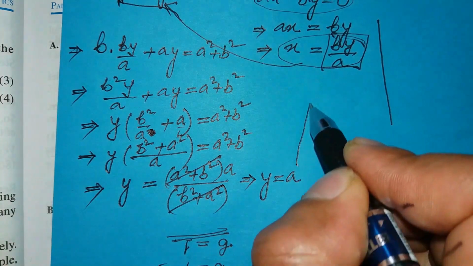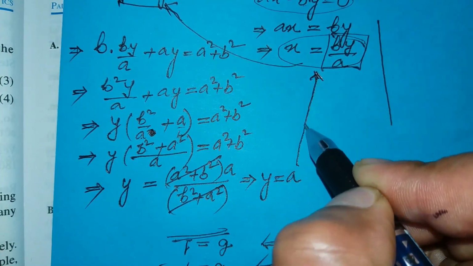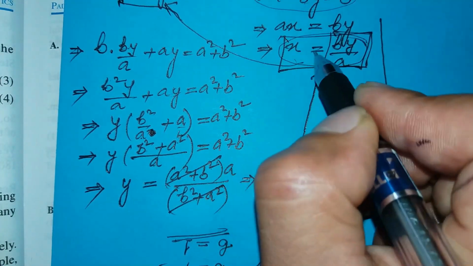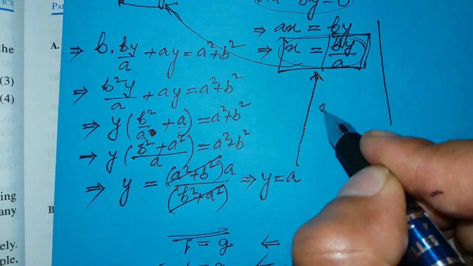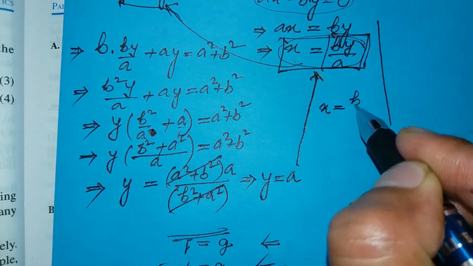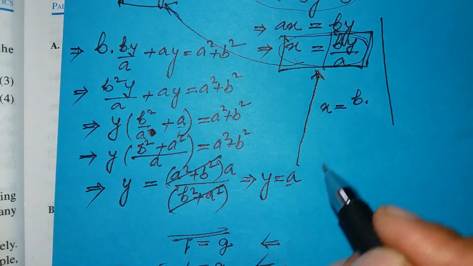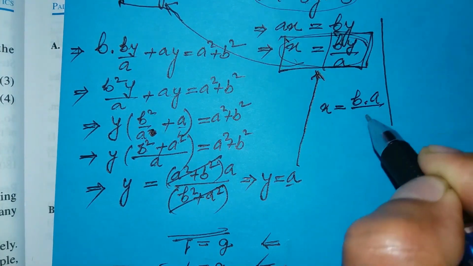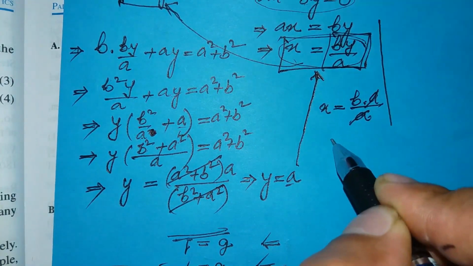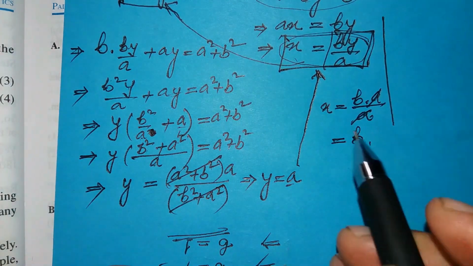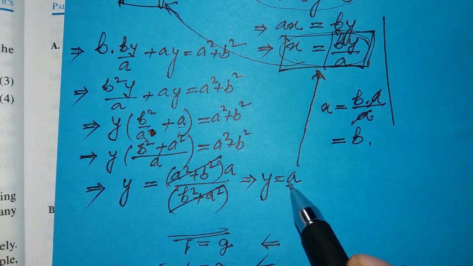Now again we will substitute it here. x is equal to by by a, so x is equal to b into y, y is now a, by a. So a cancels, and you get b. So the value of x is b and the value of y is a.